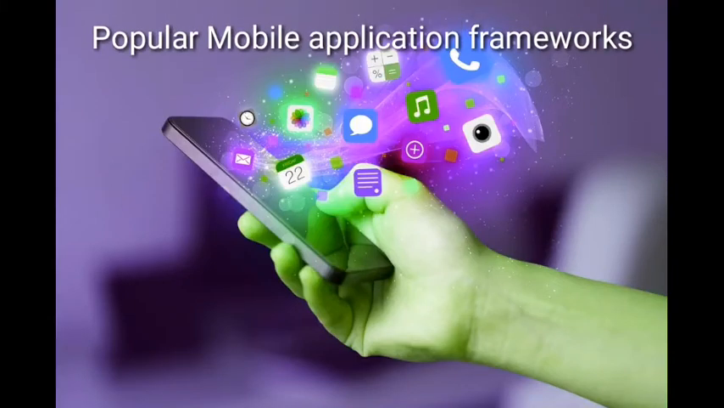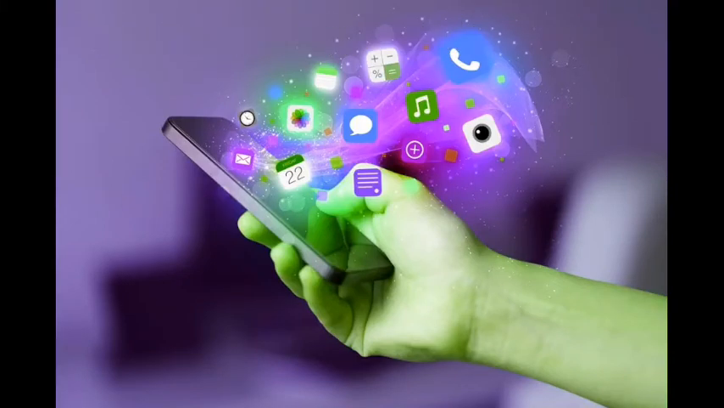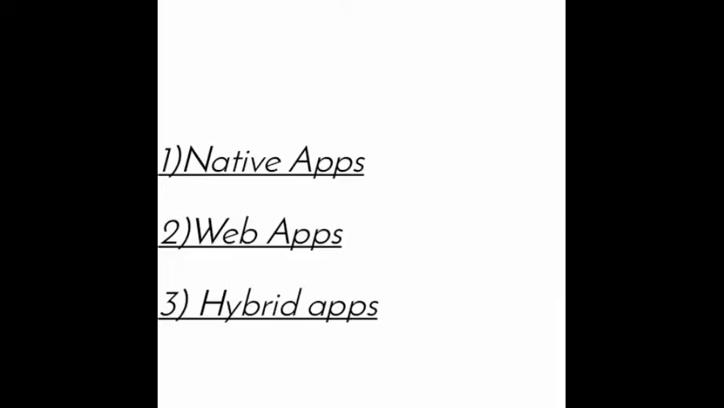Welcome to this tutorial, and in it we are going to be talking about popular mobile application frameworks. So ask yourself, what is a mobile application framework? A mobile application framework is a library that offers the required fundamental structure to create mobile applications for a specific environment. Mobile application frameworks can be classified majorly into three categories. We have the native apps, web apps, and hybrid apps. So let's have a quick dive into these three categories of mobile application frameworks.